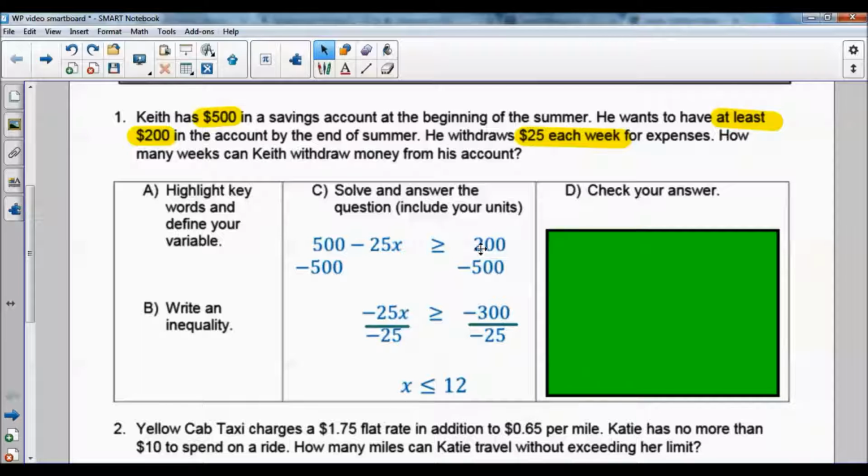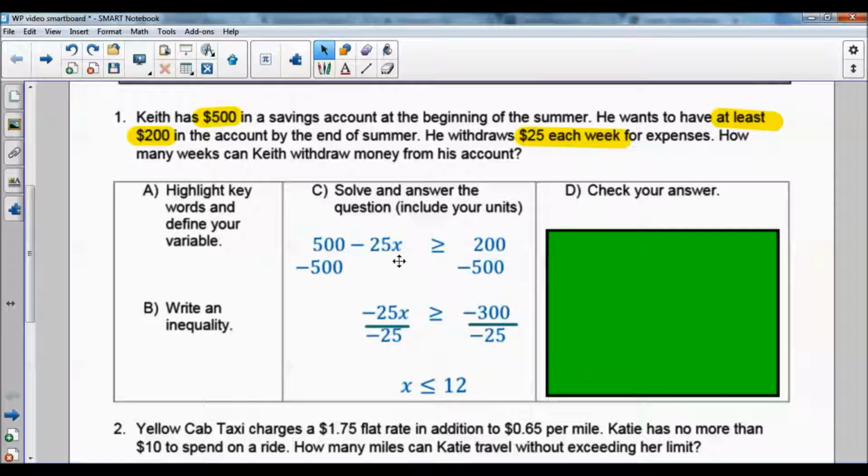So then I didn't write my units here, but let's talk about what this means. We're saying x is less than or equal to 12. We said x stood for how many weeks Keith can withdraw money from his account. So he's going to be able to withdraw money for 12 weeks or less. So he can withdraw for 11 weeks, 10 weeks, 9 weeks, 8 weeks, as long as it's 12 or less weeks. So then we can check our answer.